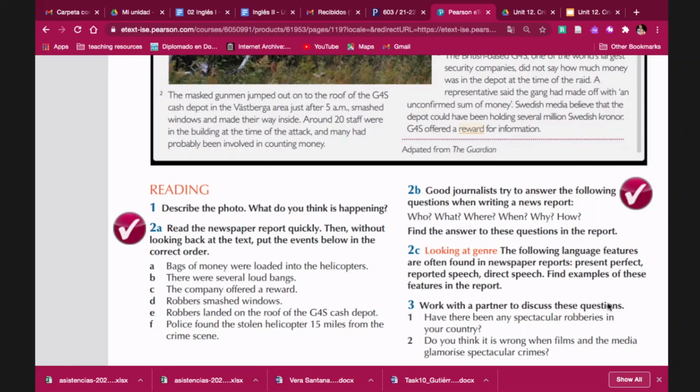The company offered a reward. El estrés va en la última sílaba. Entonces, the company offered a reward.